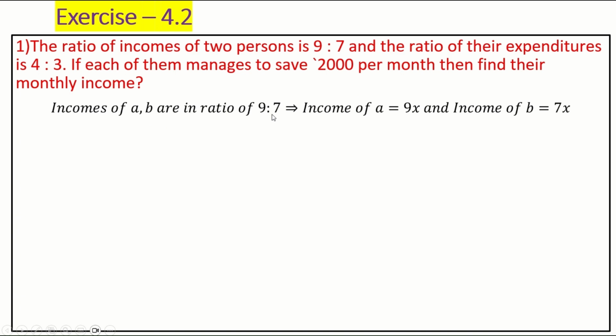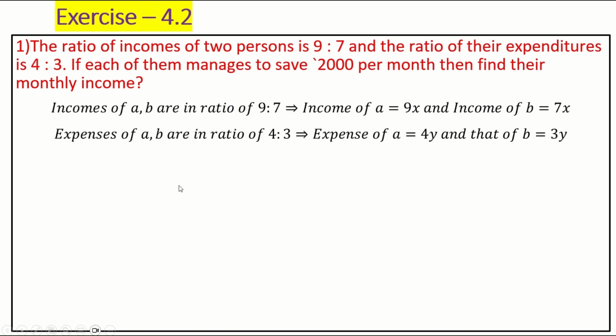Incomes of A, B are in the ratio of 9:7. Income of A equal to 9x, income of B equal to 7x. And their expenditures are in 4:3. So expense of A equal to 4y, and expense of B is 3y. So the income variable is x, the expenditure variable is y basically.